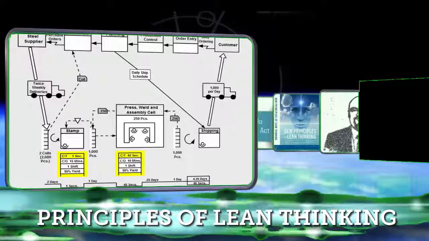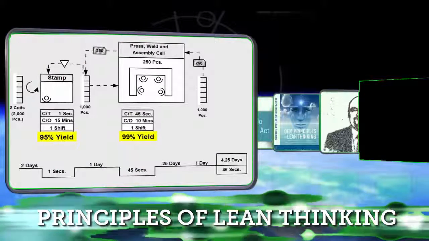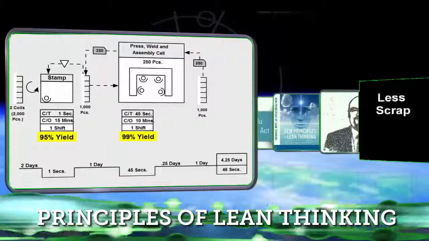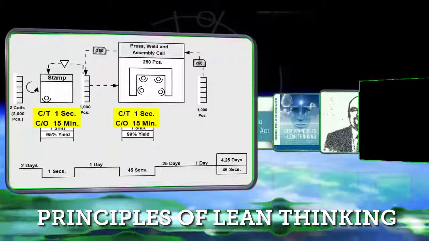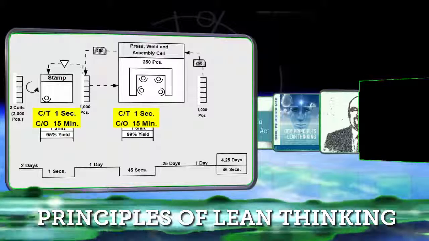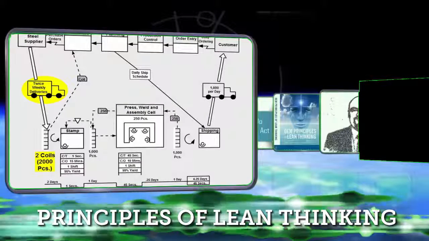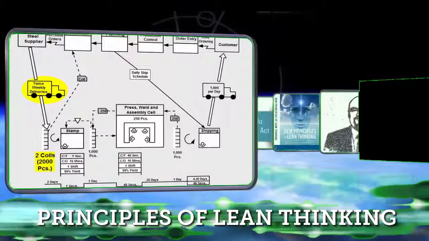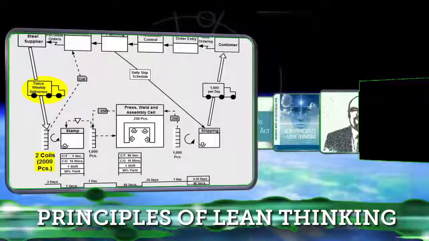The information in our data boxes tells us that there is an increase in the yield. This results in a significant reduction in scrap. The cycle times and changeover times have been reduced as well. Note that deliveries have been increased to twice weekly and coil sizes are smaller.